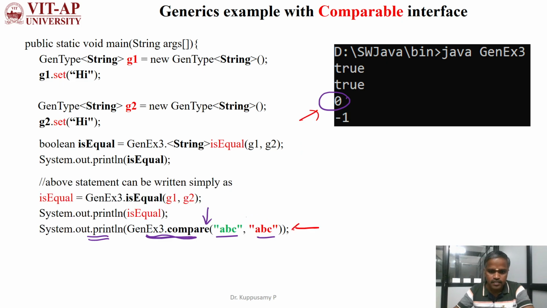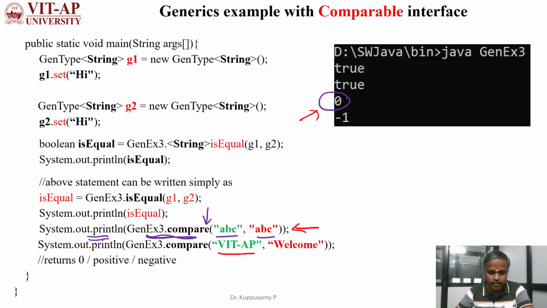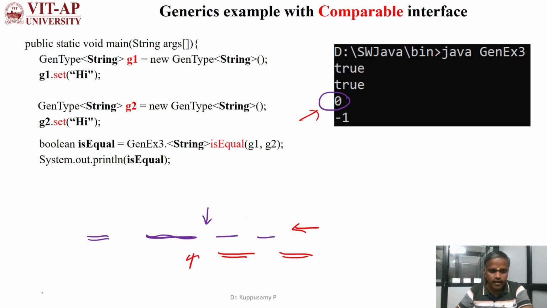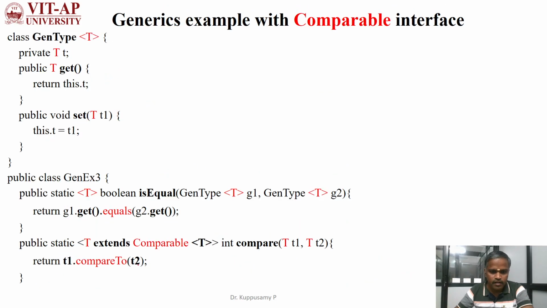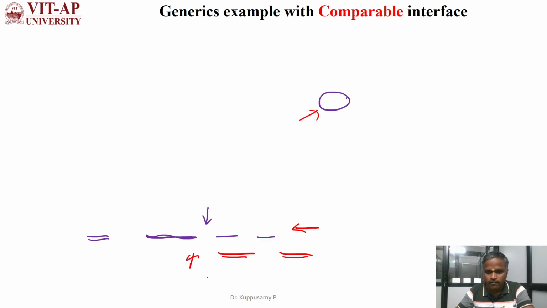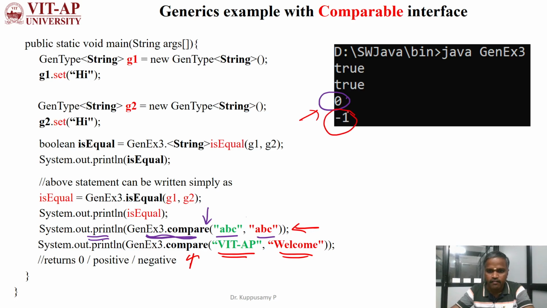Based upon this statement, I am passing one more time different values, VITAP and welcome, so two strings we are passing. In compare, we are receiving VITAP in t1 and welcome in t2. Both are not equal, and with respect to the number of letters, this has 6 and this has 7. So object t1 is less than object t2, so it will return a negative value. Now in the output we are getting the negative value, right? With this, the program exits because there are no more statements.